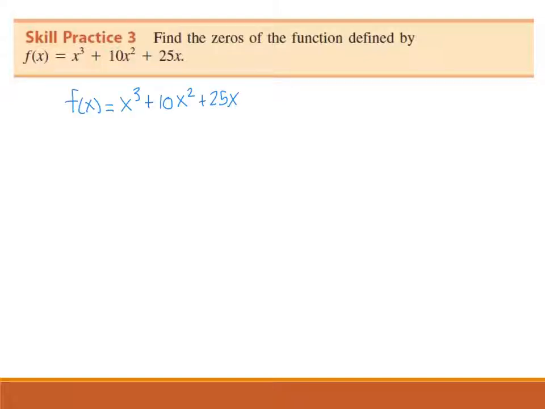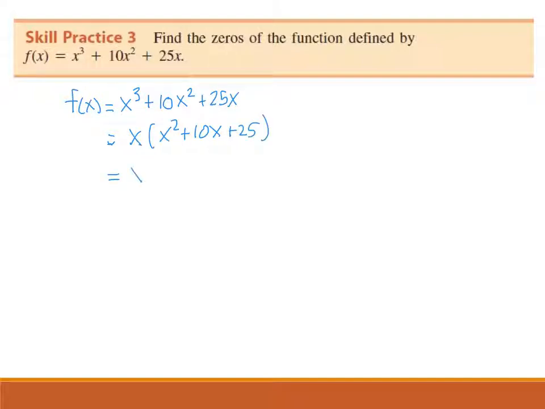So here we start out with f(x) equal to x cubed plus 10x squared plus 25. We're going to take an x out. Since we only have 3 terms, we can't really do factoring by grouping, but we can take an x out. We get x squared plus 10x plus 25.